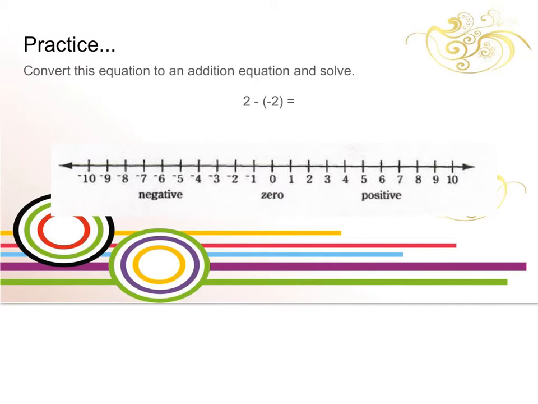Finally, we want to solve 2 minus a negative 2 by converting this subtraction equation into an addition equation. I'm going to leave my first addend alone. I'm going to change subtraction to addition, and instead of a negative 2, it will be a positive 2. So I'll start on my number line and move 2 forward. That represents my first 2. Start where I ended and move another 2 forward. That is my second 2. And my answer is 4.